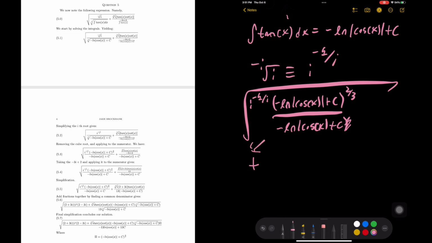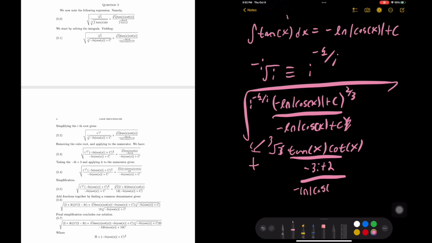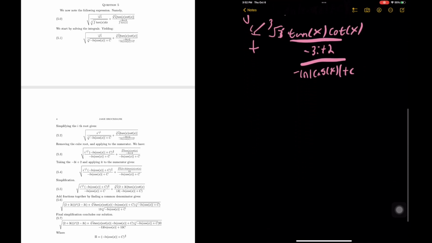So we add the other fraction, the subsequent fraction, in which we have the cube root of i, multiplied by tangent x, cotangent x. And that is all over negative 3i plus 2, which is over negative ln absolute value cosine x plus c. So yeah, easier expression now, easier to deconstruct and deal with.